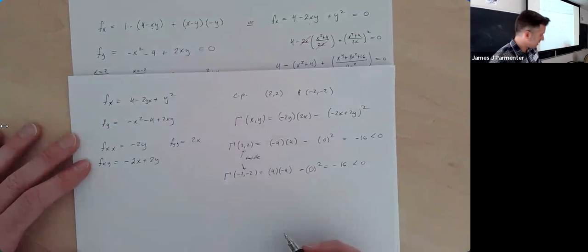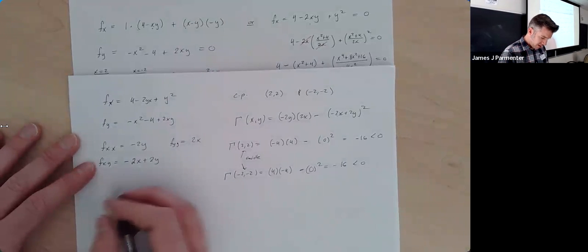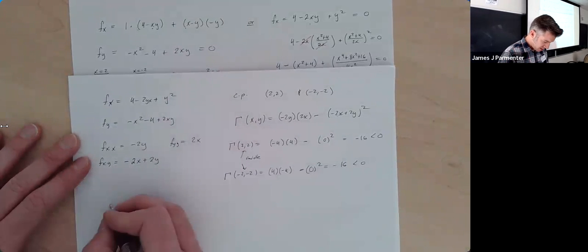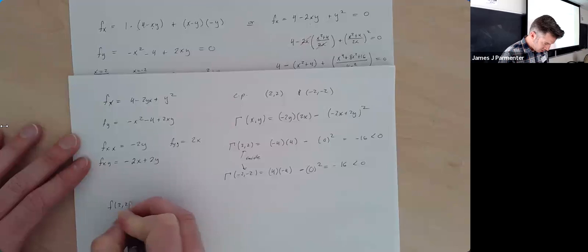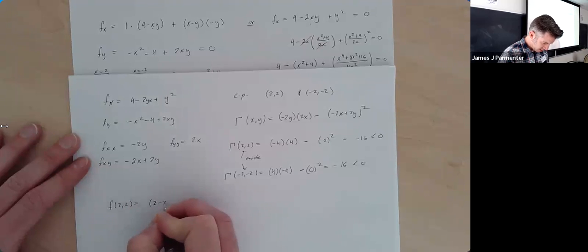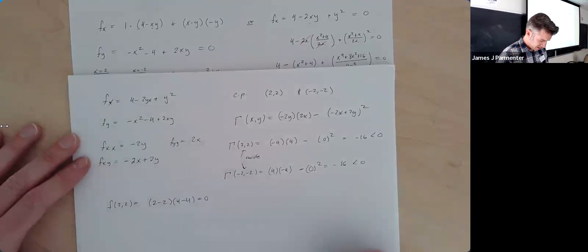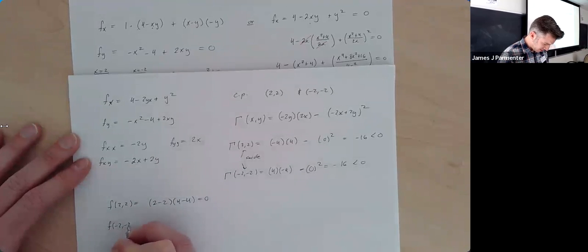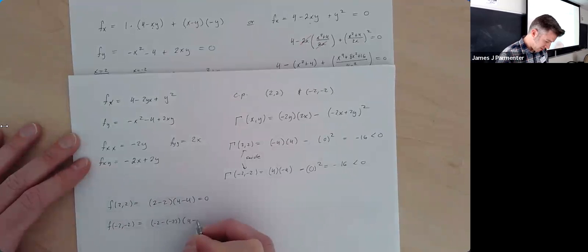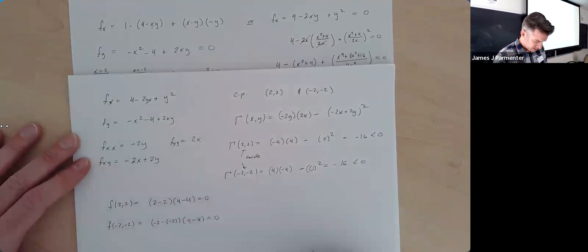And then to fully answer the question, we have to go back and say, okay, well, if we plug in 2 to the original function, f of 2 is 2 minus 2 times 4 minus 4, which is 0. And f of negative 2 is also going to be 0 because it's negative 2 minus negative 2 times 4 minus 4 again, which is 0.